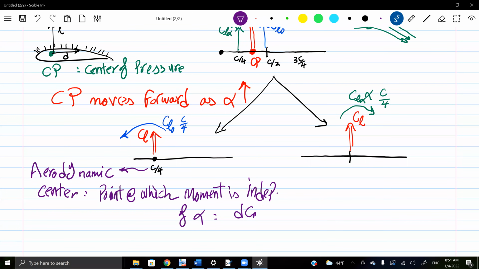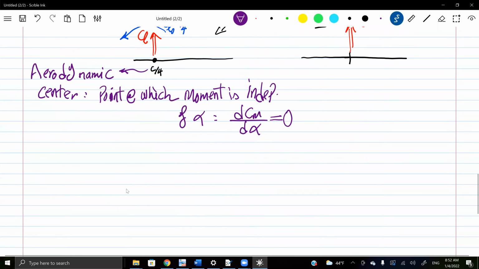So if I differentiate dCM by d-alpha, where CM is the moment coefficient, this should be 0. There is always some confusion here. Some people say the aerodynamic center is the point at which the moment coefficient vanishes. Well, the moment coefficient doesn't vanish there. The moment coefficient vanishes at the center of pressure. But the center of pressure itself is not a fixed point. The aerodynamic center is the point at which the moment is independent of the angle of attack. It's a constant moment.